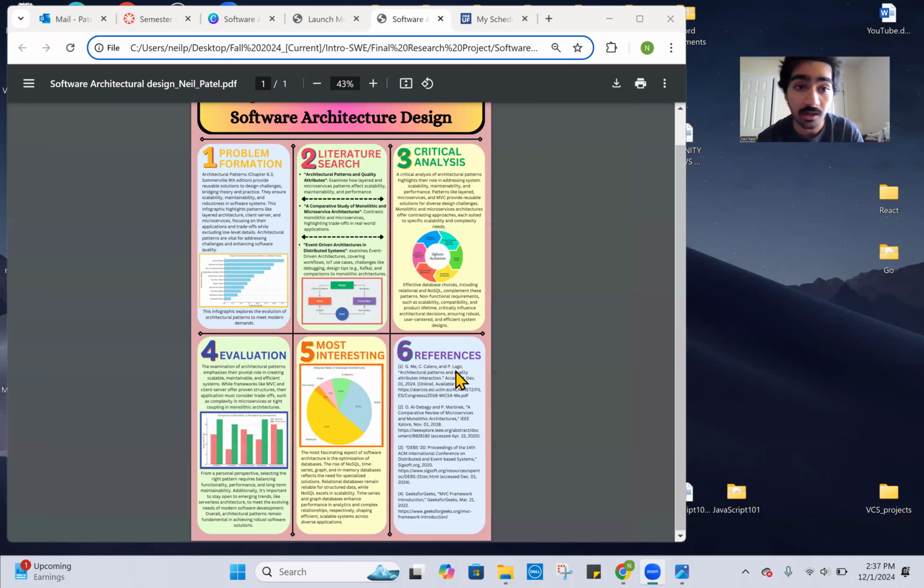Here we have some references, some peer review articles, and some other articles that I was reading along the way.